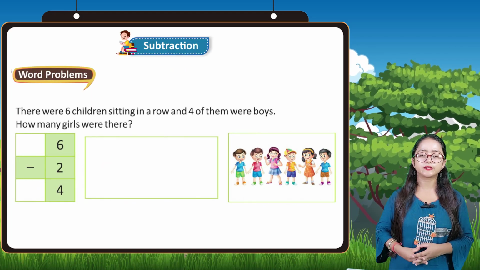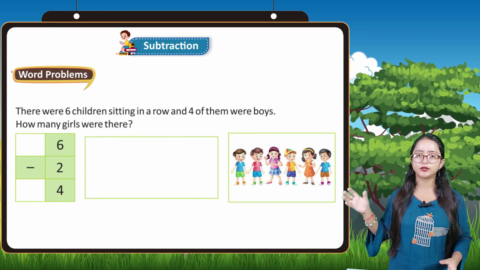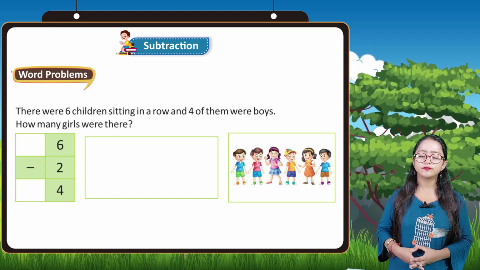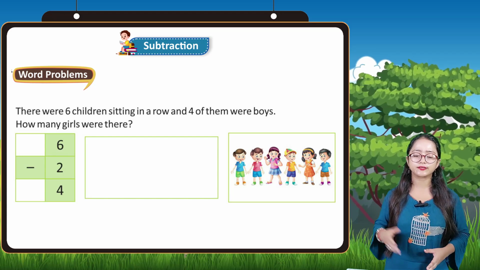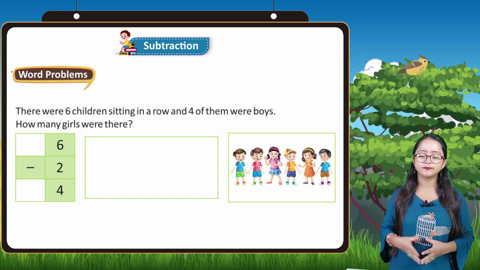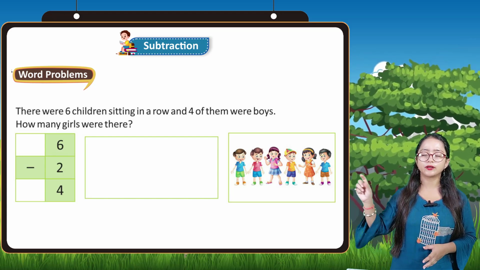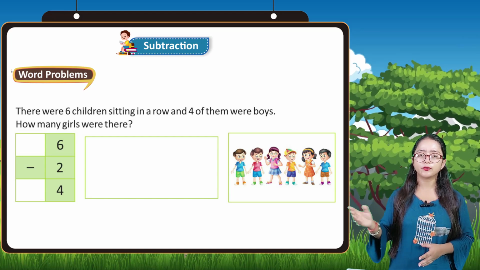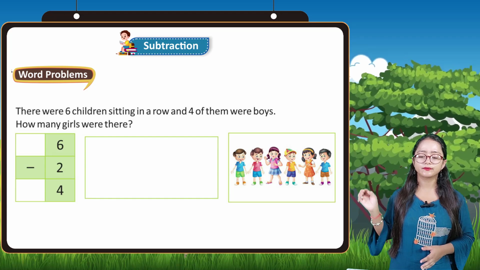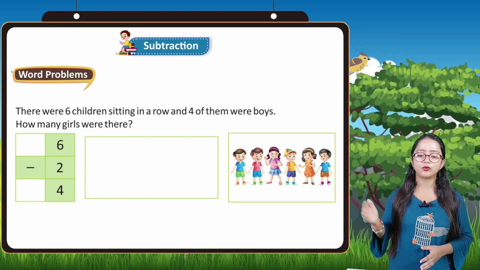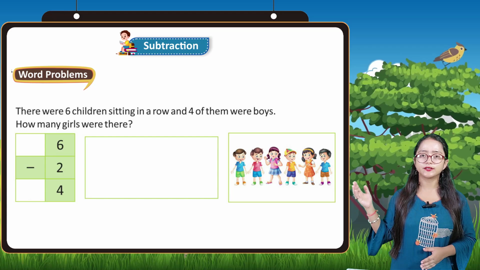Now turn the page and the next topic is subtraction word problems. First one: there were 6 children sitting in a row and 4 of them were boys. How many girls were there? First you have to write down the total number of children, that is 6. Number of boys, 4. Number of girls equals 6 minus 4. That means the answer is 2.